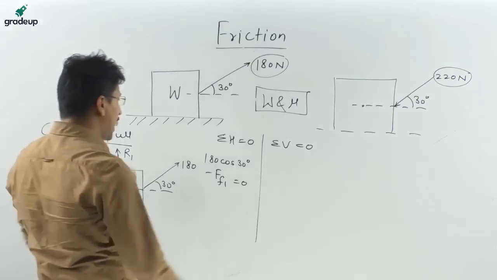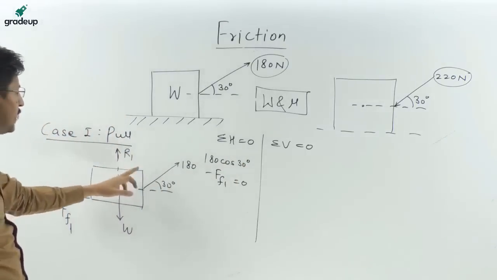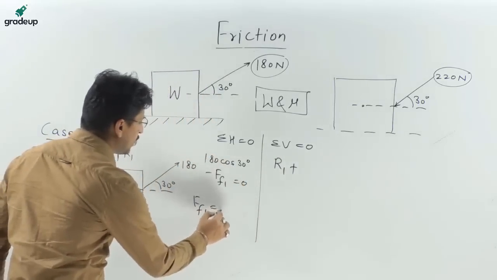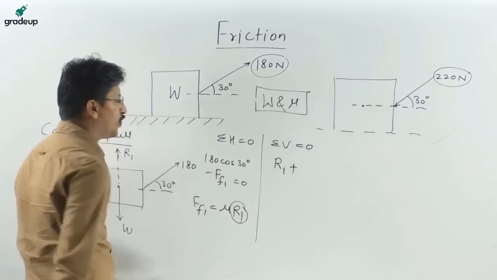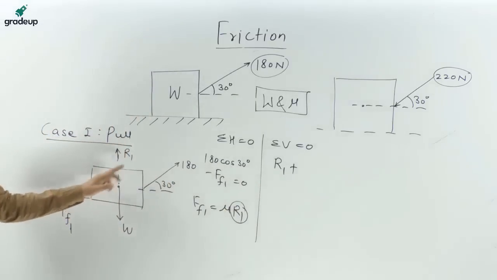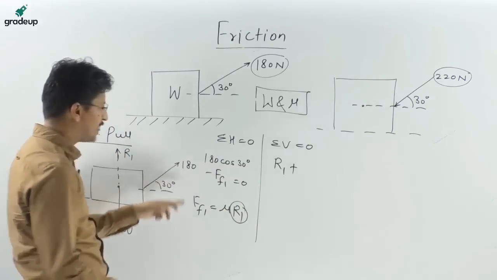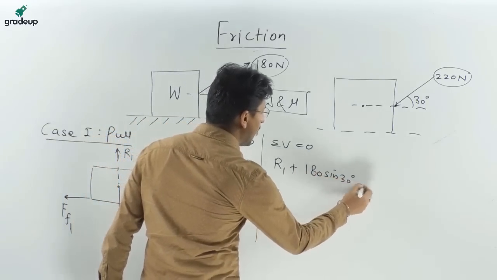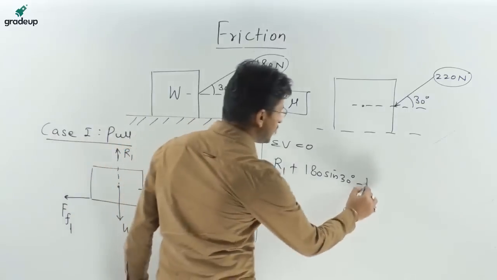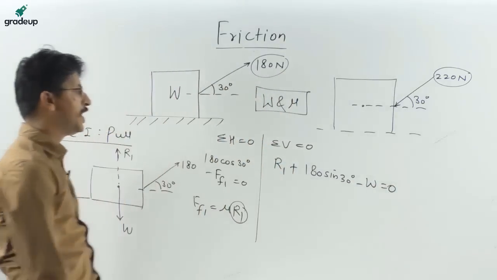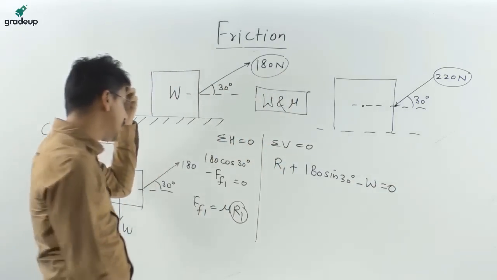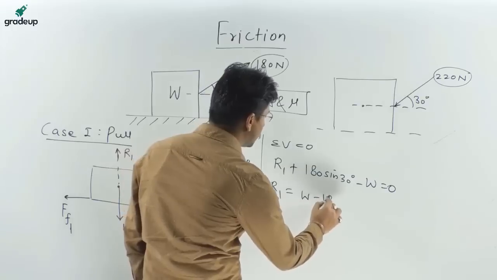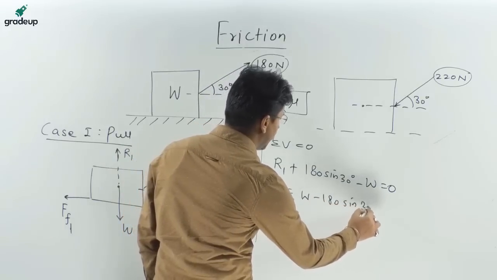In the vertical direction, we get R1 plus 180 sin 30 minus W is equal to 0. And FF1 will be equal to mu R1. But where will this R1 value come from? It will come from here. So from this equation you can get the value of R1 as W minus 180 sin 30 degree.